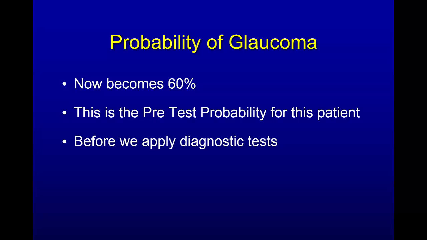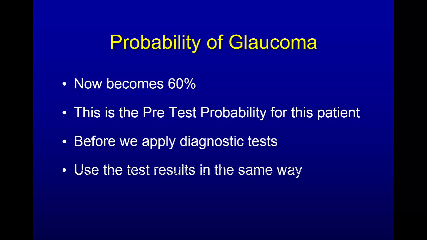So this 60% becomes your pretest probability for this patient before you apply any diagnostic tests. And then the diagnostic test takes it up or down. And you do a series of diagnostic tests, you just do it one after the other. And you can calculate one after the other. And you use the test results in the same way.